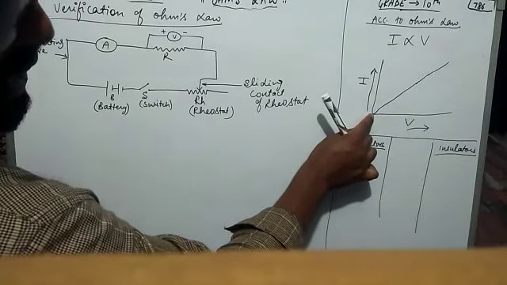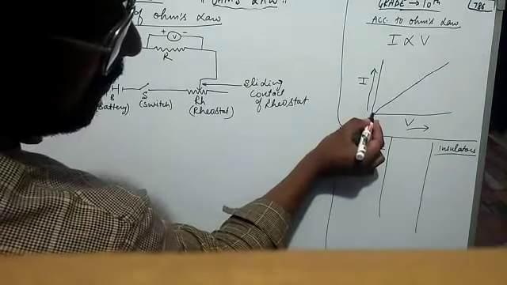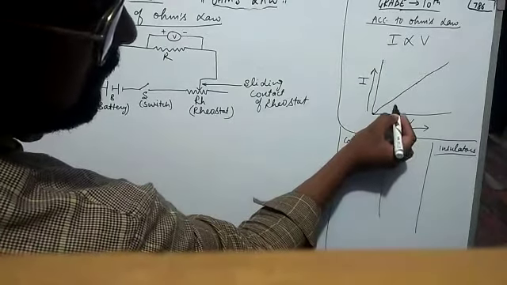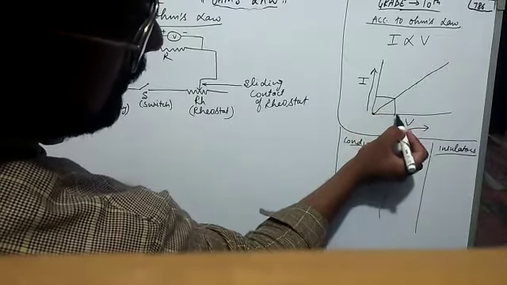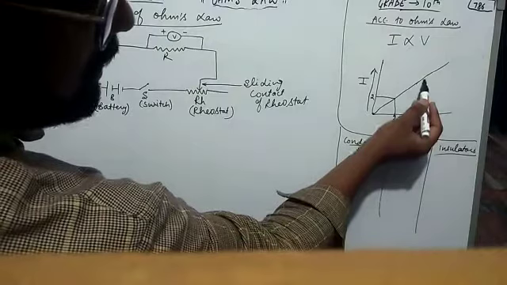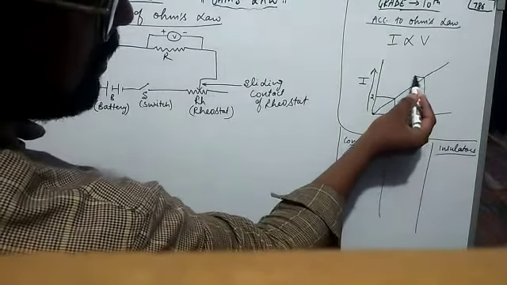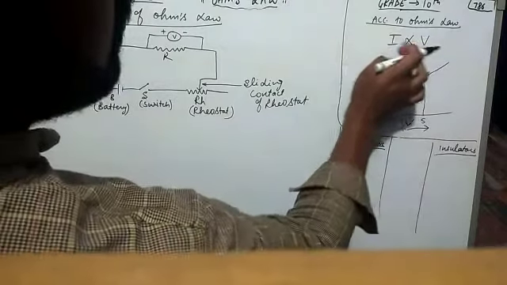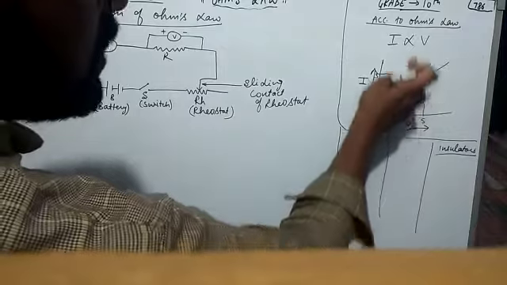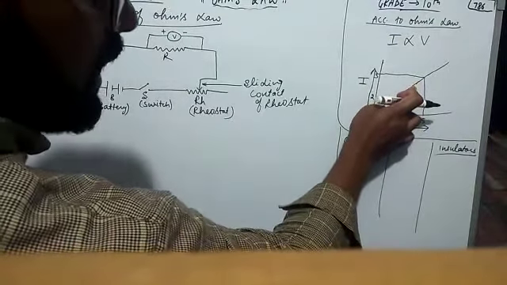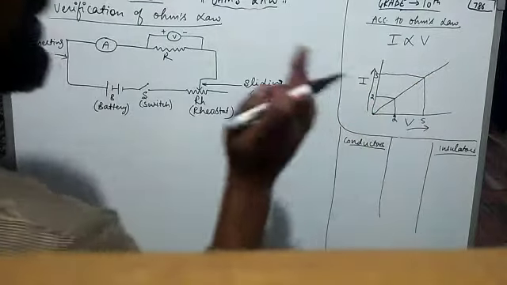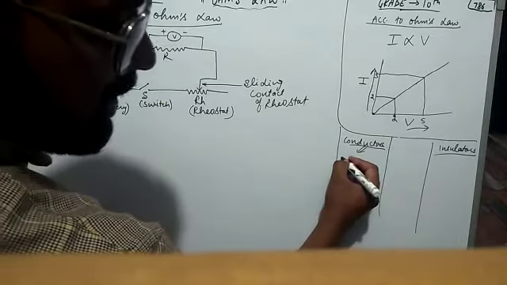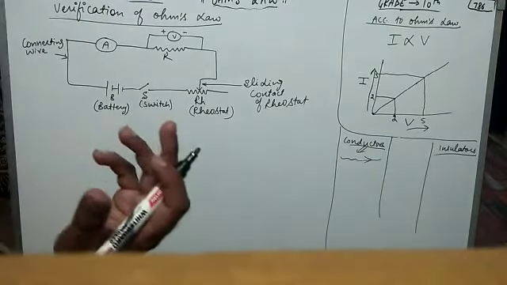It means if voltage is zero, current is also zero, since they are directly proportional. If voltage doubles, at the same time current also doubles. If voltage becomes 5, current also becomes 5. So from here we understood that if a body follows Ohm's law, then for that particular conductor the graph between I and V is always a straight line.